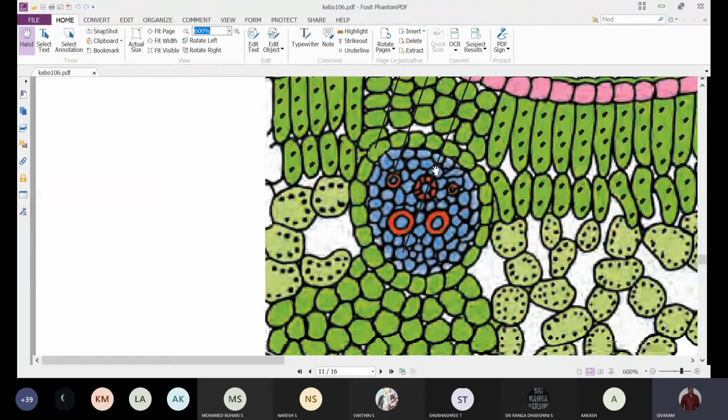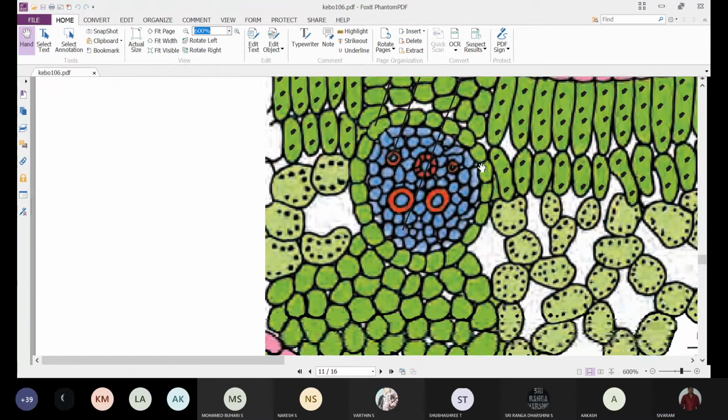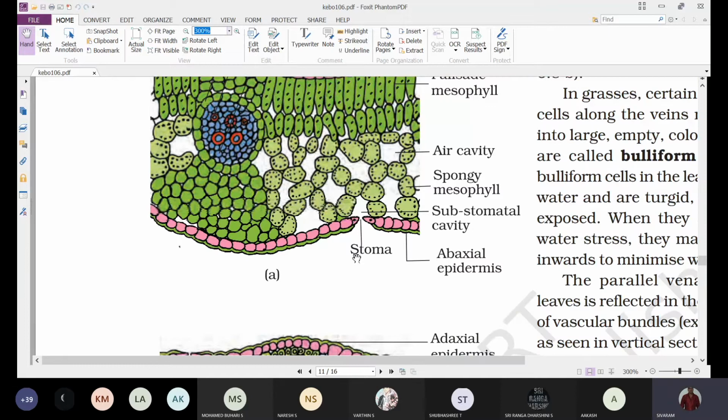Okay, and next, observe the vascular bundle. Each vascular bundle is surrounded by a sheath of cells called the bundle sheath cells. Okay, a sheath of sclerenchyma cells called bundle sheath cells. That is what we can observe when you observe the internal structure of a dicotyledonous leaf. Anybody is having any doubt regarding the dicotyledonous leaf?